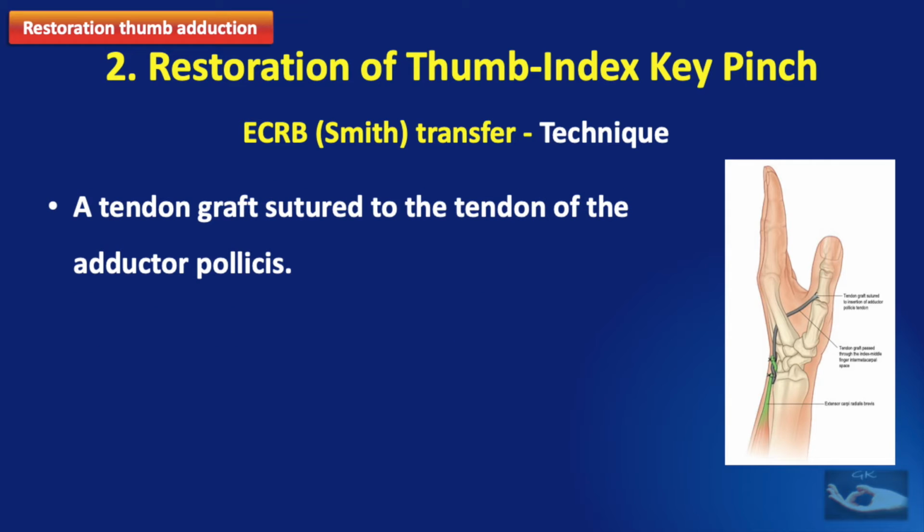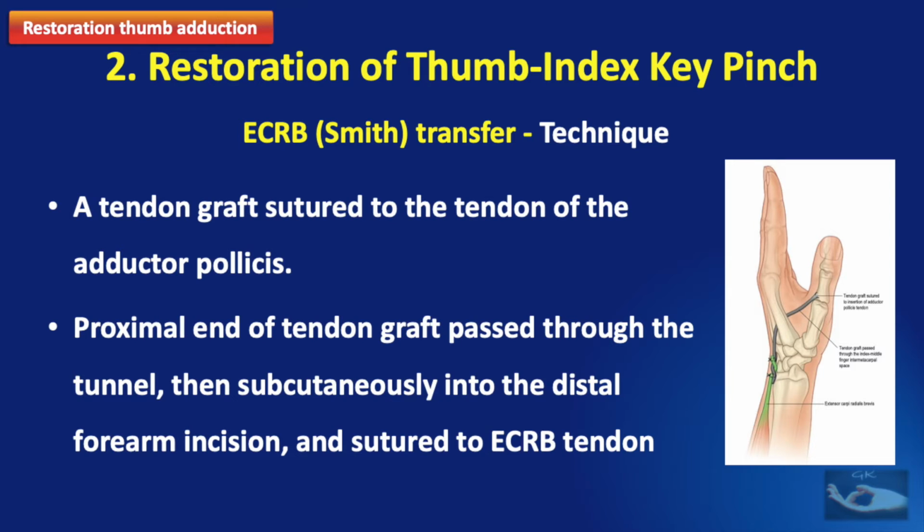A free tendon graft, which could be the palmaris longus or plantaris, is harvested and sutured to the tendon of the adductor pollicis first. The proximal end of this tendon graft is passed through the tunnel that we have created and then subcutaneously into the distal forearm incision and sutured to the extensor carpi radialis brevis tendon.